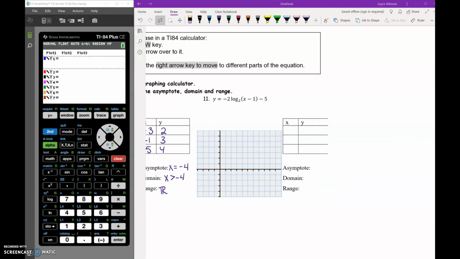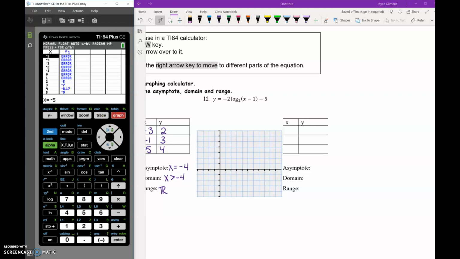To type it into a graphing calculator, -2, make sure you use the negative button, not minus. Alpha window number 5 gets you that log base 2 of x minus 1. Oops, we don't want an extra set of parentheses. And then -5. You can look at it and then go into your table, pick out some points.